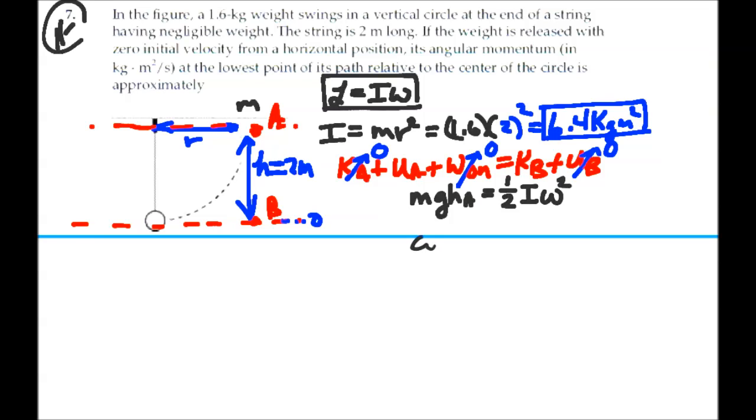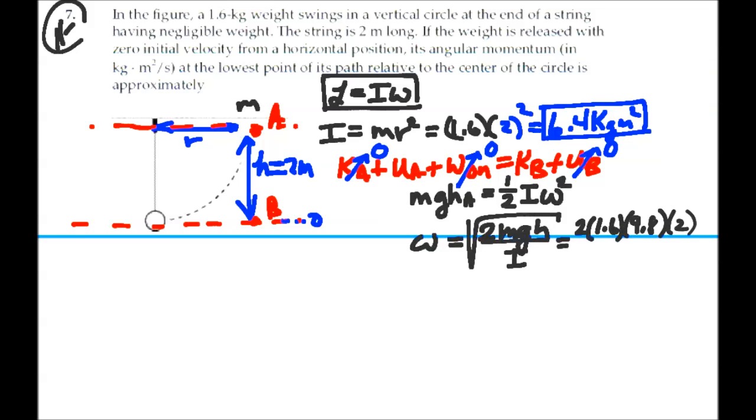We have that omega should equal the square root of 2 times mgh divided by the moment of inertia. So that's going to be 2 times 1.6 times 9.8 times 2 over the moment of inertia, which is 6.4, all this square root, and that's equal to 3.13 radians per second.